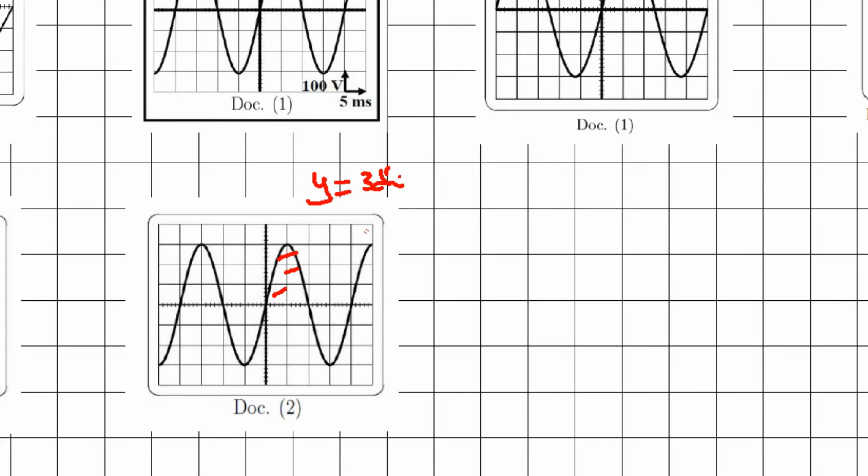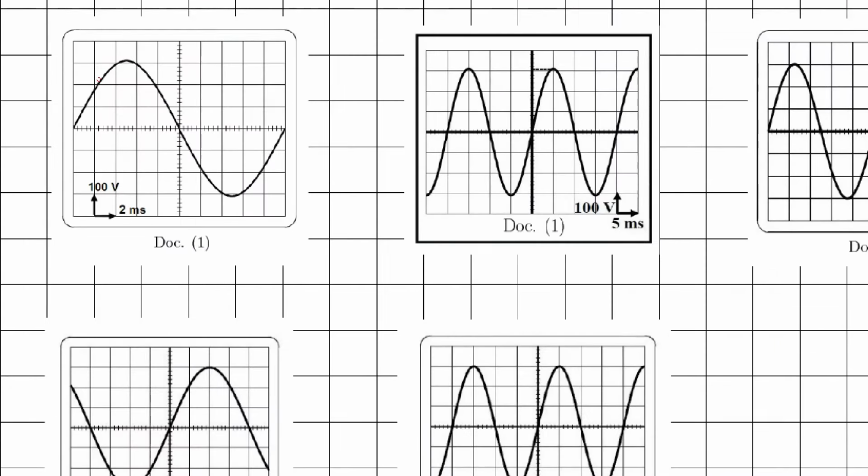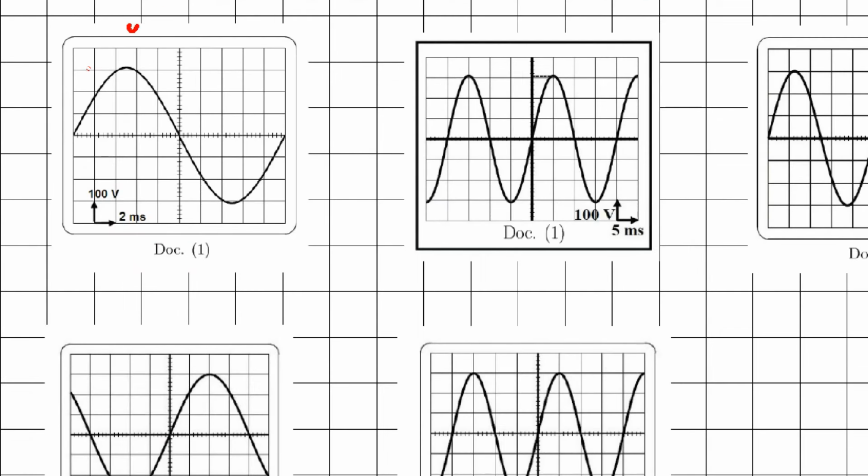Alright, now regarding this document, here we don't have two consecutive peaks, so we're going to choose a point, skip a point, choose another point, and it's going to be 1, 2, 3, 4, 5, 6, 7, 8, 9, 10, so x is going to be 10 divisions. Now the value of y is going to be from the center to the maximum point reached by the curve.